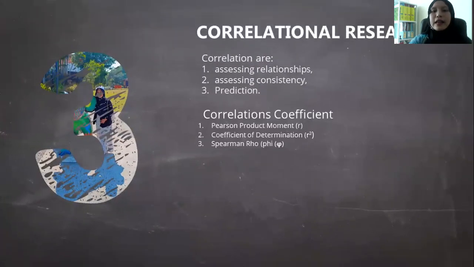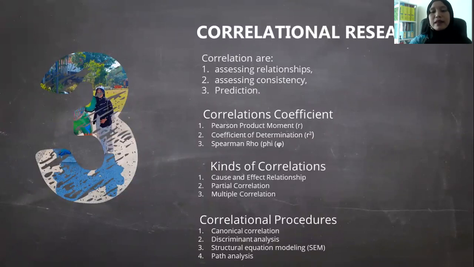The next one is about the second method in quantitative, which is correlational research. Here, it is very brief to let you know that correlational research is to assess the relationship, whether it is A and B, or independent to dependent, or even multiple relationships. The second one is to assess consistency, and the last one is to predict.